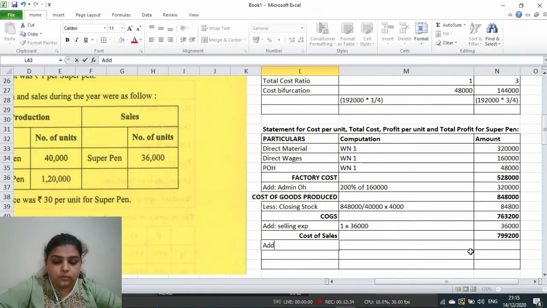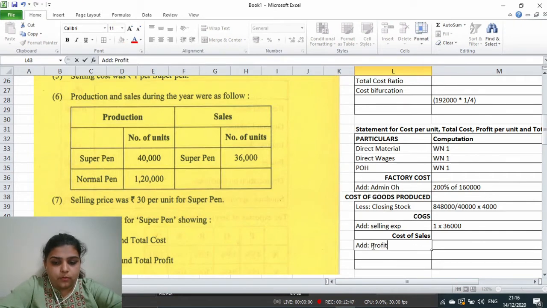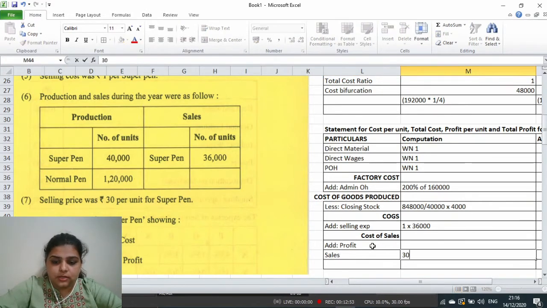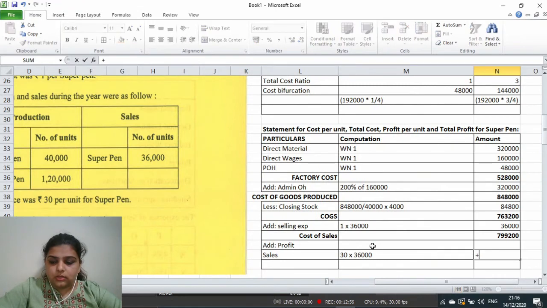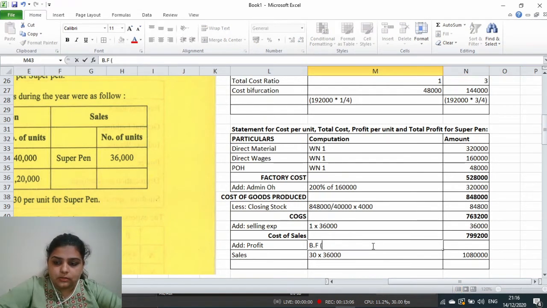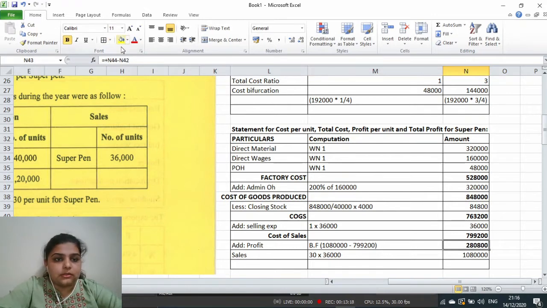Add profit, or they have given us the selling price. Something would have been given. Selling price is 30 rupees. So add profit, that would be just like that. We get the sales. Sales is 30 into 36,000. This is the sales. Balancing figure is 10,80,000 minus 7,99,200 would be the profit. That is 2,88,800. This is the overall profit.